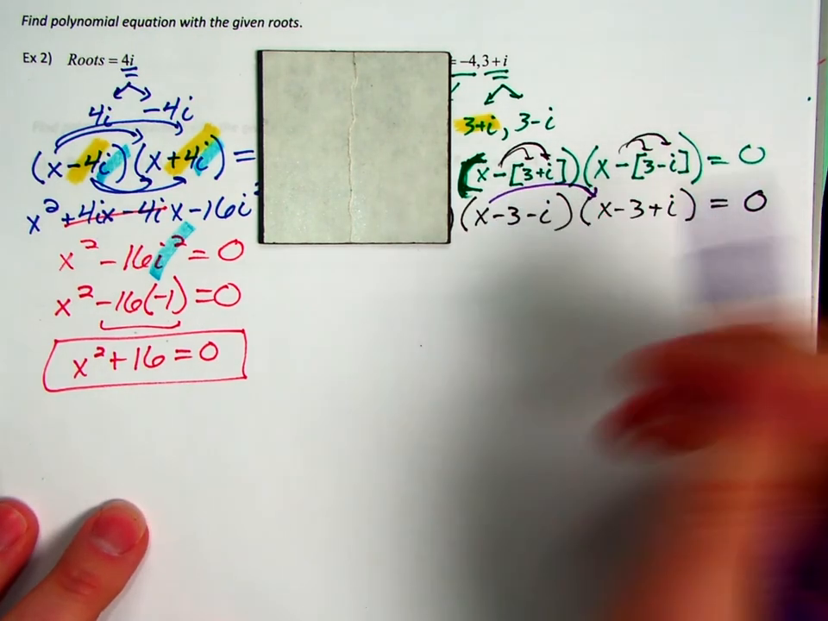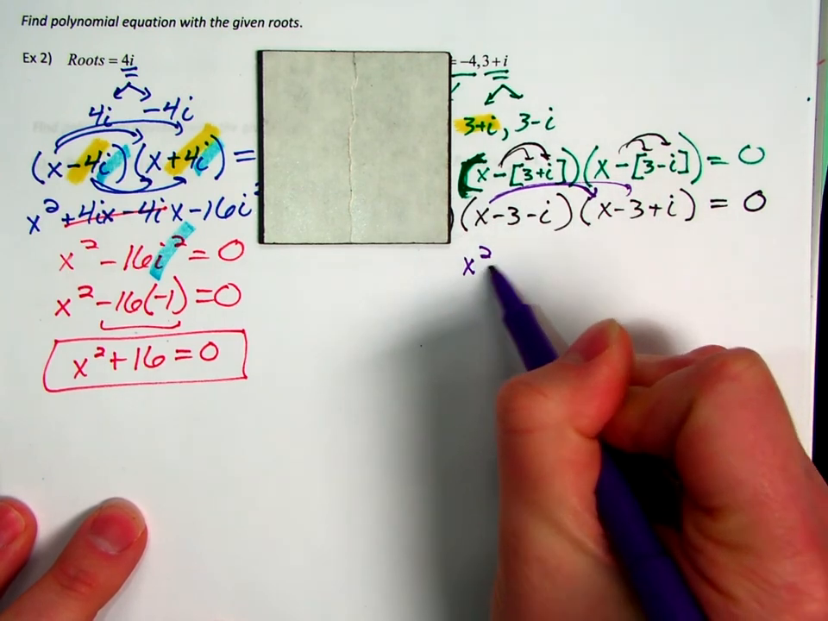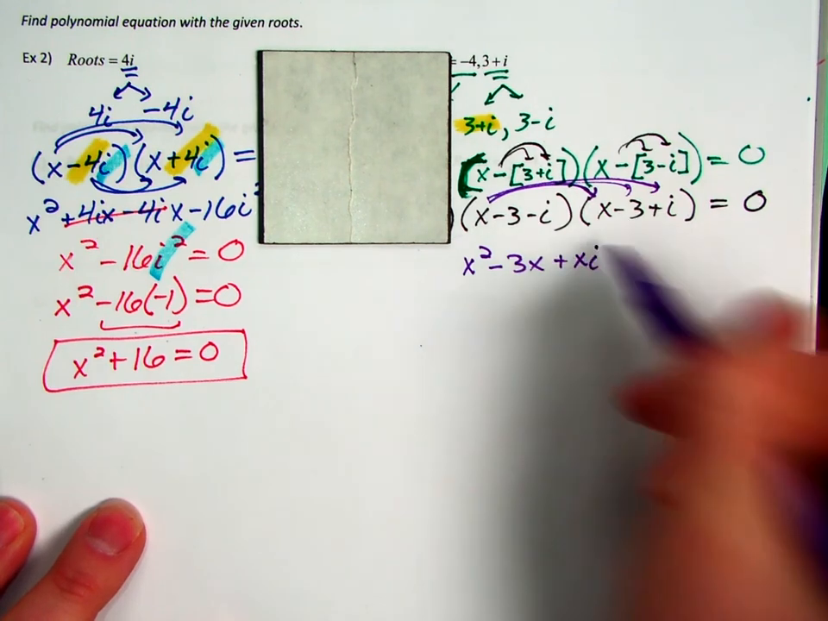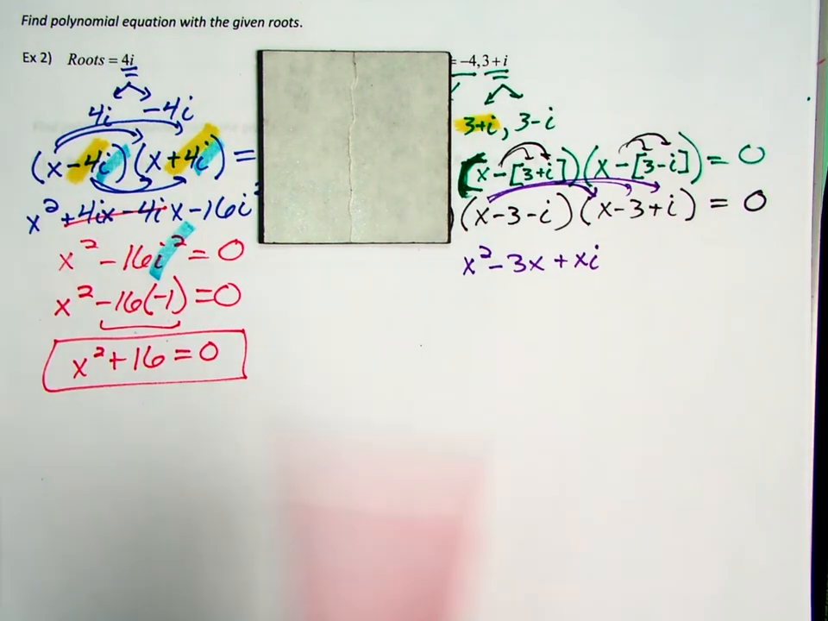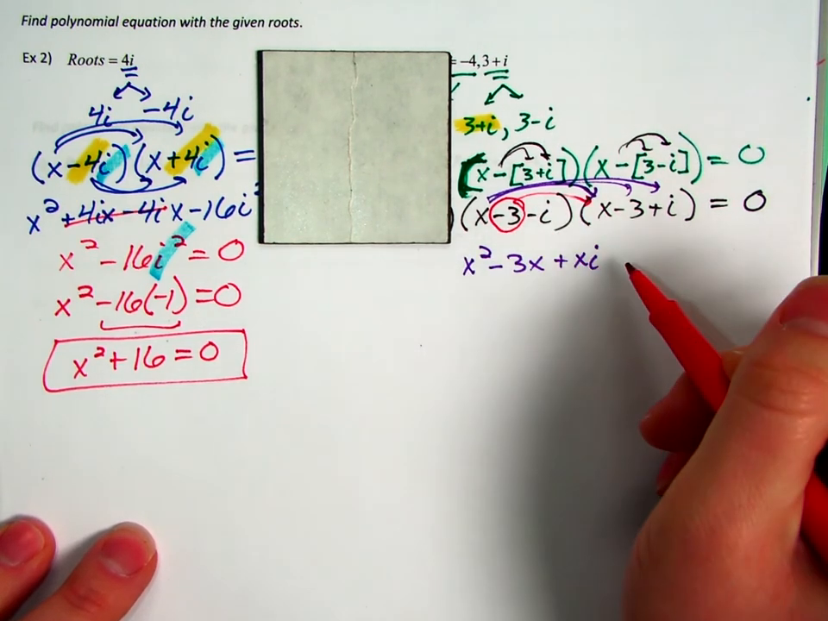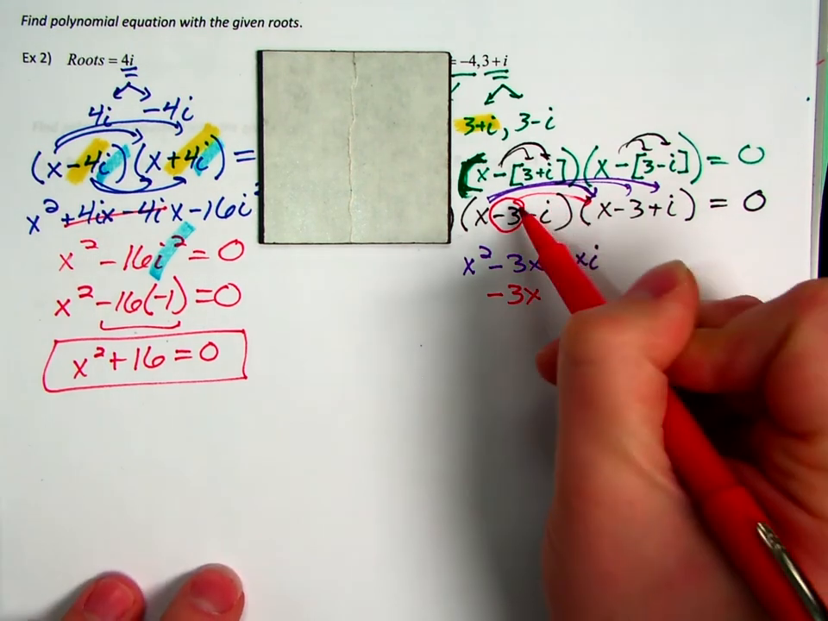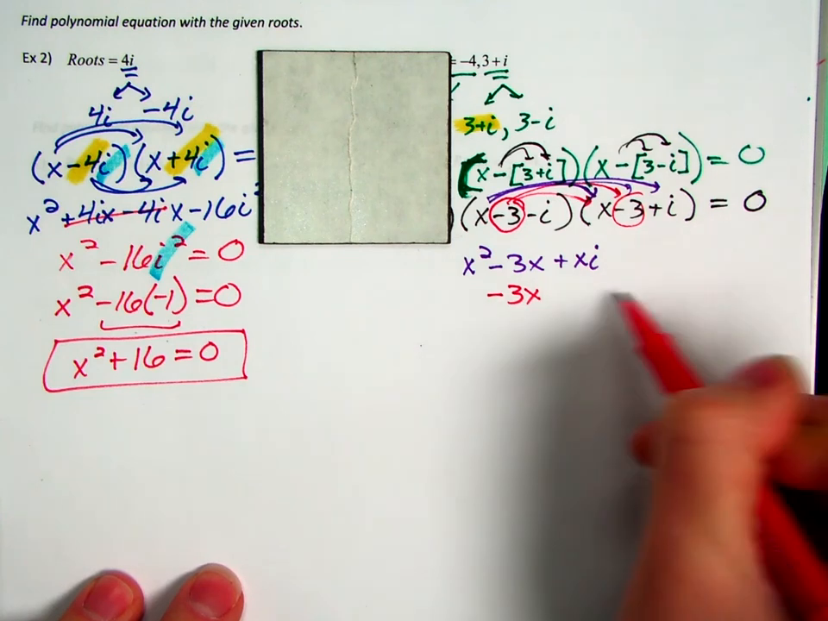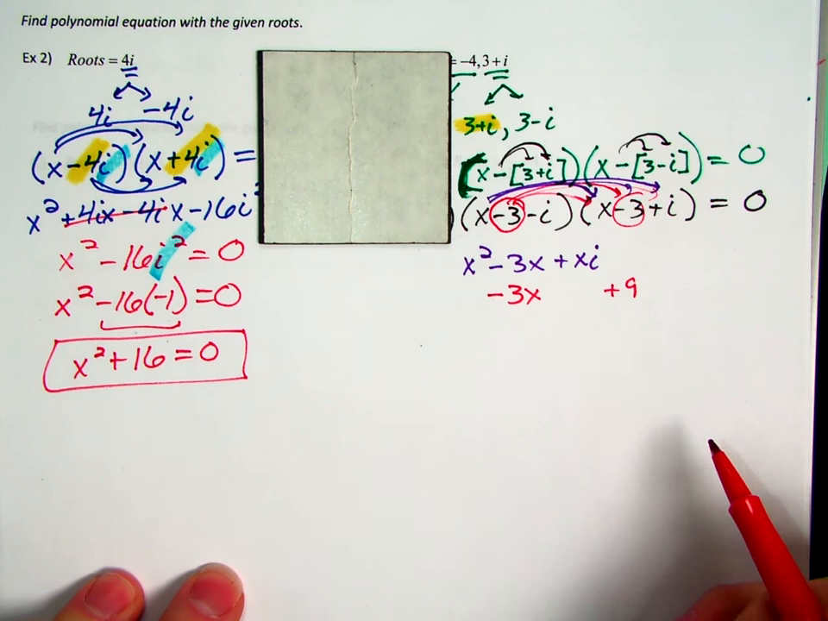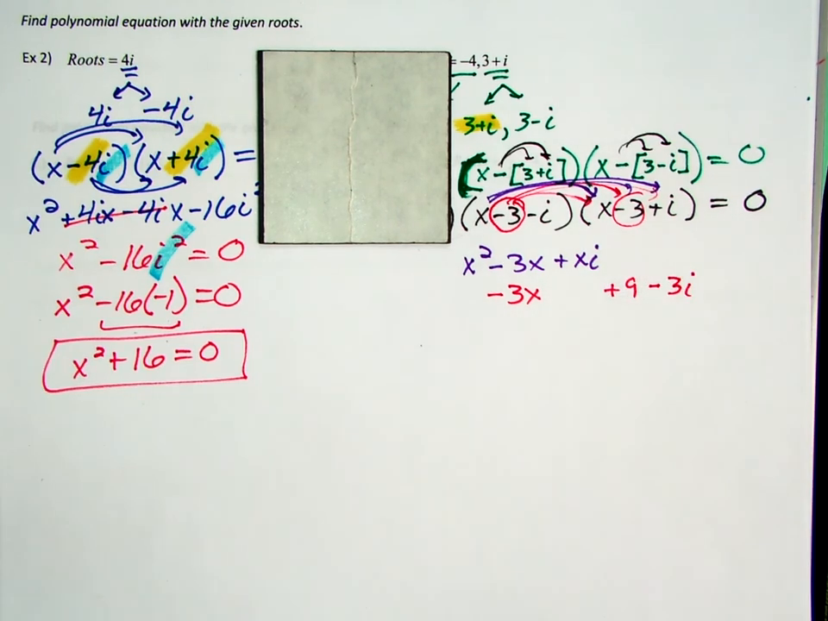So x times x would give me x squared. x times negative 3 would be negative 3x. x times positive i would be positive xi. Then I'm going to move on to do the next one. So I will now do negative 3 times x, which would be negative 3x. So I'm going to put that underneath the like term to make it easier to combine like terms later. Then negative 3 times negative 3 is positive 9. There's no like term to that, so I'll put that on the outside. And negative 3 times i is negative 3i. Again, there's no like term to that, so I'll just put that at the end.